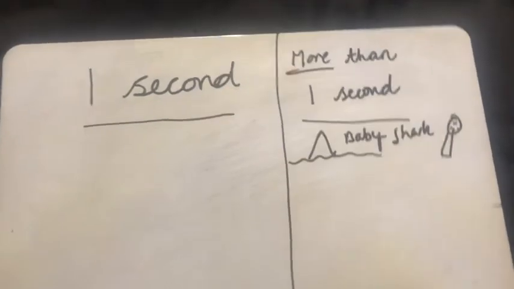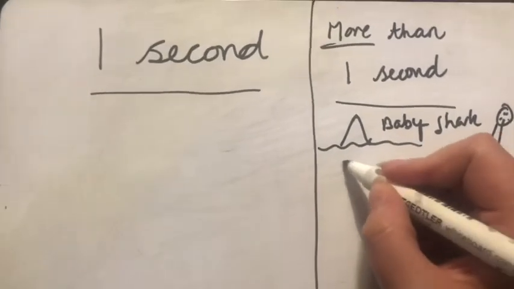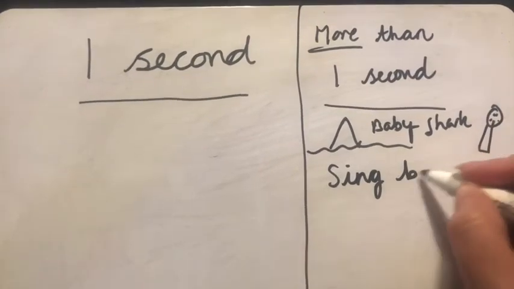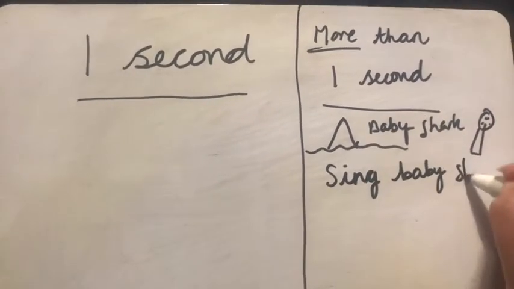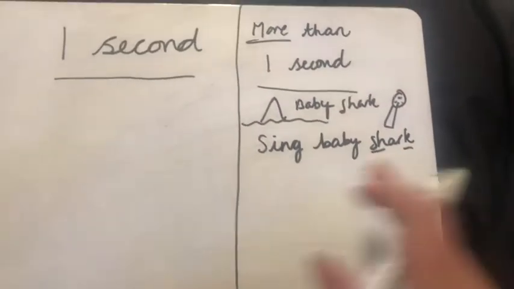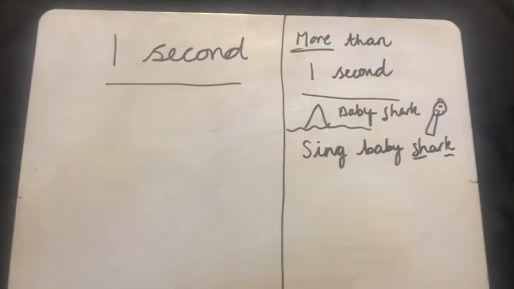If you're feeling like you want to do some writing today, guys, you can sound it out. You can use your letter map. Sing: baby sh sound, R sound, and it's a kicking k. Sing Baby Shark. Took me more than 1 second.